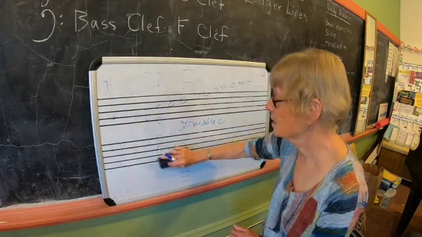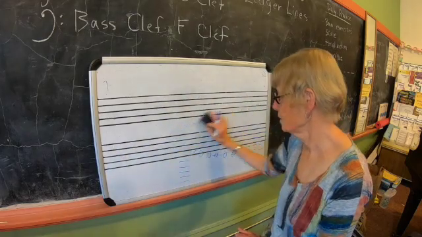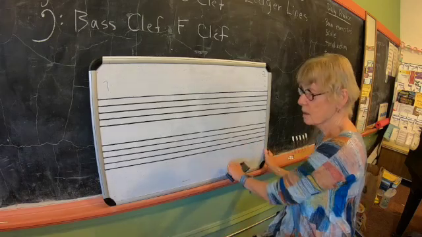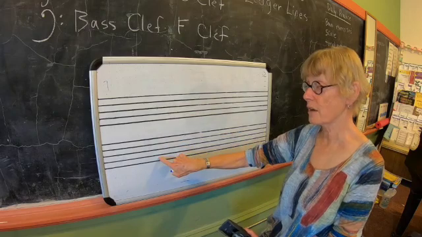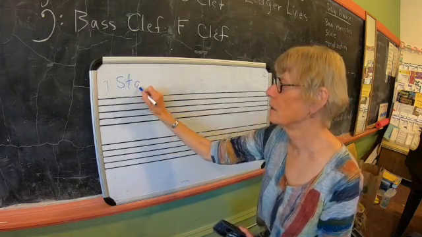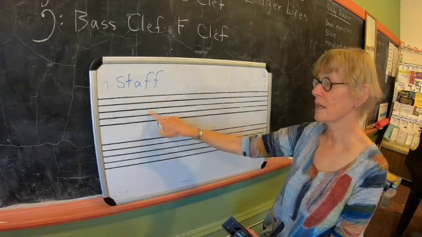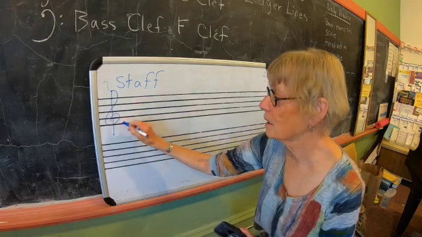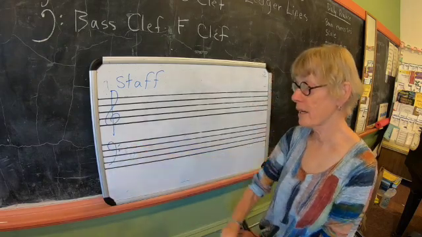What do you start with? 5 lines, parallel. And if you want to read treble and bass, then you need 2 sets of 5 lines and spaces. This is called the staff. These are called lines and spaces. This is called treble clef or G clef, bass clef or F clef.